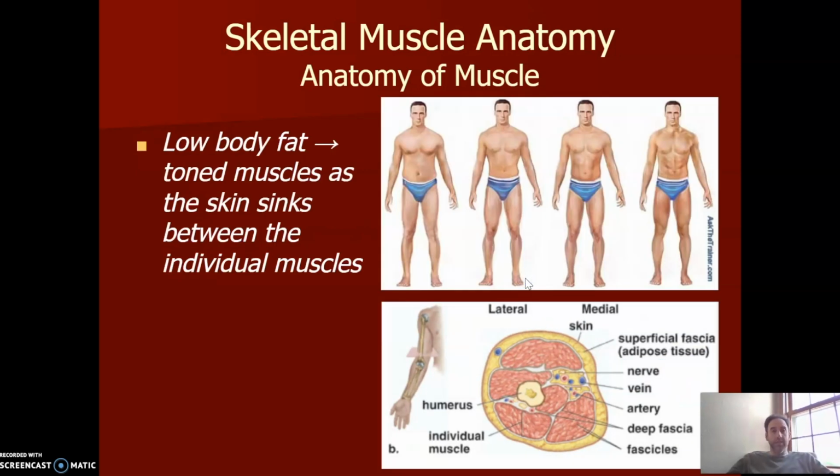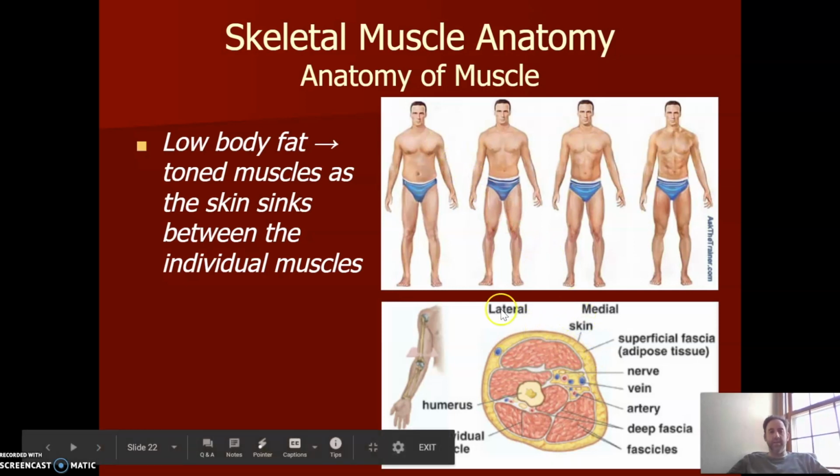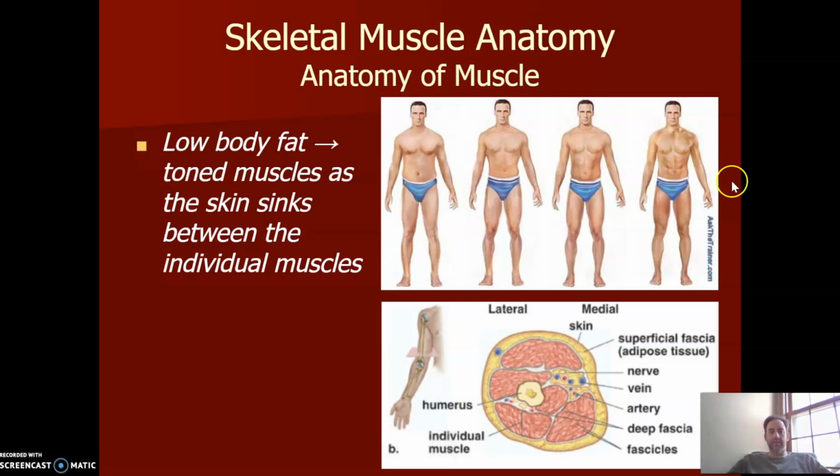I'm going to tell you the secret to having a super ripped, ultra toned body, such as myself. Low body fat is sort of the key to that. And you can see why in this diagram. If you have really low body fat, what happens is there's less superficial fascia, and so then the skin sort of sinks down into the boundaries between these different muscles. And then that sort of highlights the boundaries between the muscles, and you get that ultra cut look. So, yeah, something to strive for, I guess, if you care, but why?